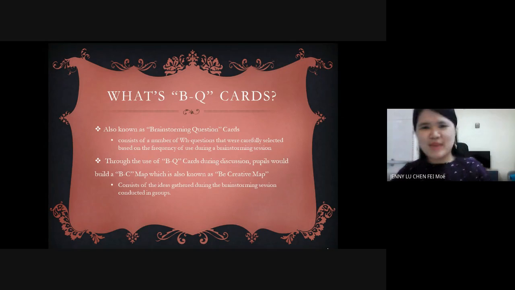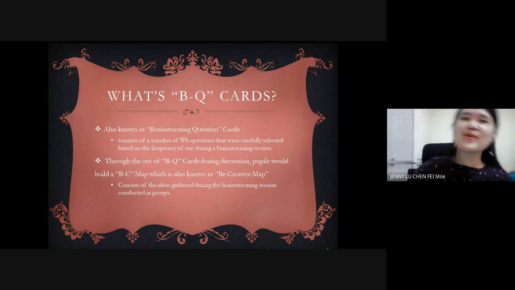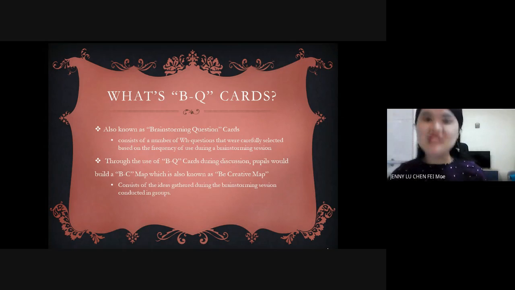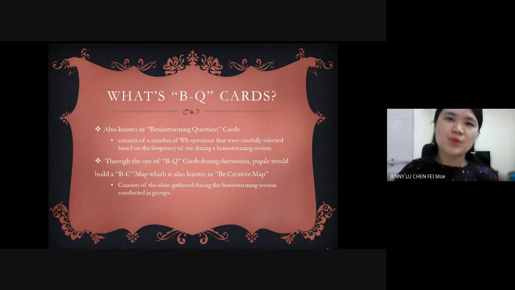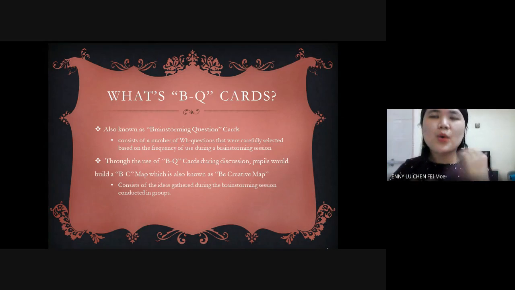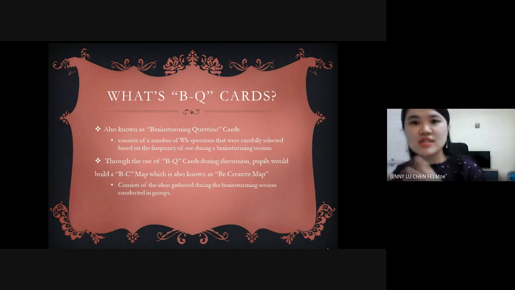So what are BQ cards? BQ cards are also known as brainstorming question cards. These cards consist of a number of WH questions that were carefully selected based on the frequency of use during a brainstorming session. These WH questions were selected based on how often I used them during my discussion sessions at the pre-writing stage with my pupils.